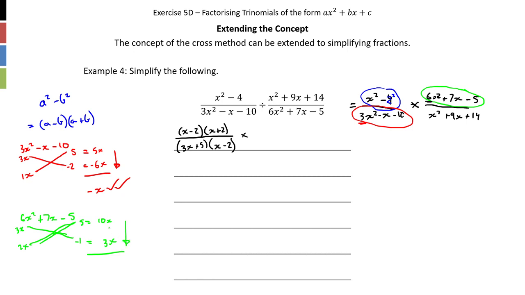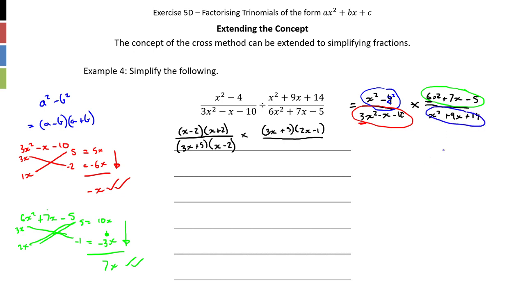Working down this way, that's going to be a negative 3x. 10x minus 3x is 7x. That's my middle term, so that works. So my second numerator becomes 3x plus 5, bracket 2x minus 1, all over. Okay, and then finally, go back to blue, my last denominator.